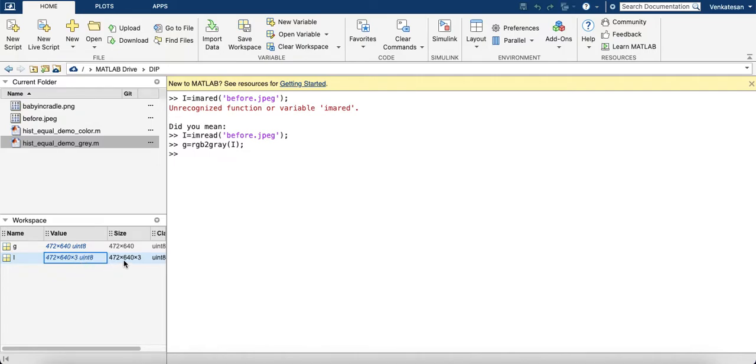I am converting it into gray, which has 472 cross 640 once again, but the values are unsigned integer 8. The minimum pixel value of this particular image G will be 0 and the maximum pixel intensity will be 255, since it consists of an 8 bit binary representation in each and every pixel. If we see the histogram of this particular image G, it will look like this, let it load.